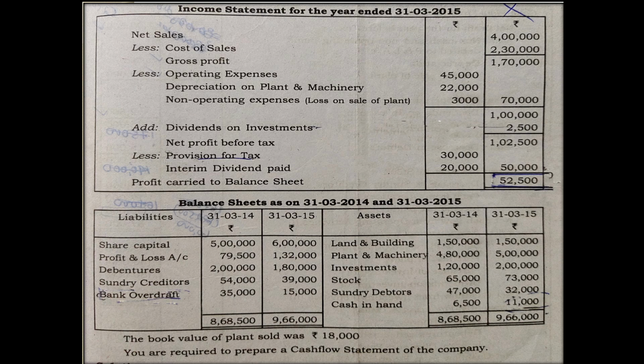See, this is a question and an income statement and balance sheet are given. Go through the income statement and familiarize yourself with each item. It consists of non-operating items as well as operating items, and consider the items accordingly. The balance sheet is also given. The book value of the plant that was sold was 18,000. You are required to prepare a cash flow statement of the company. So let us begin with the various adjustments.